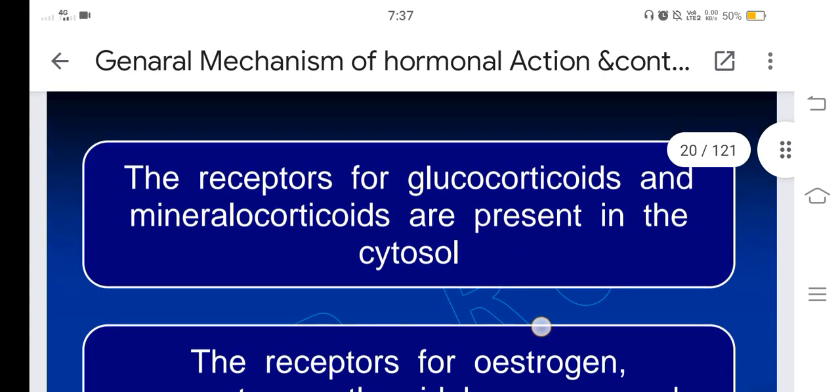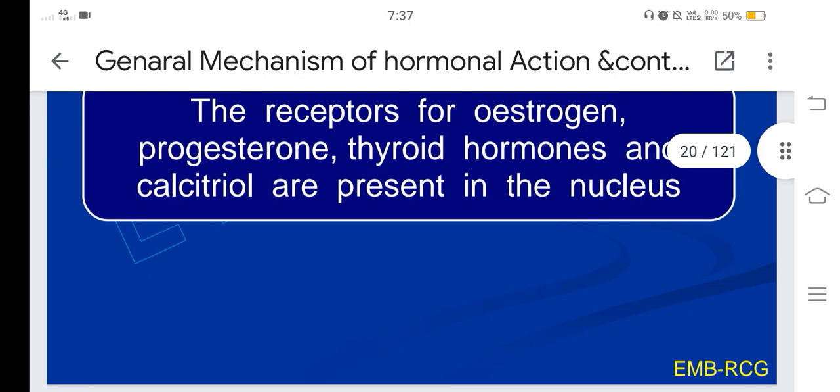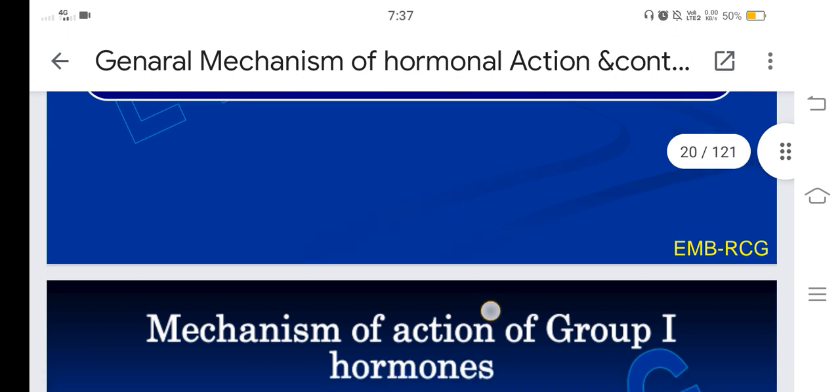The receptors for glucocorticoids and mineralocorticoids are present in the cytosol. The receptors for estrogen, progesterone, thyroid hormones and calcitriol are present in the nucleus.